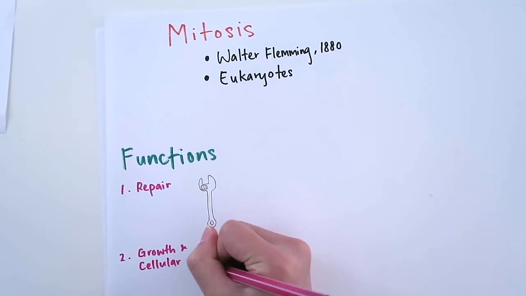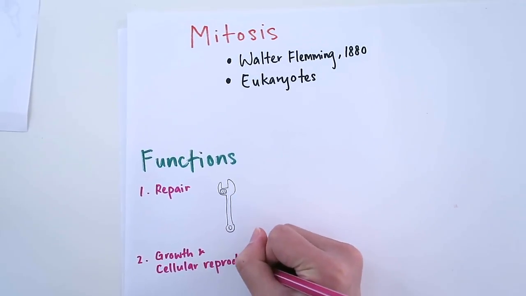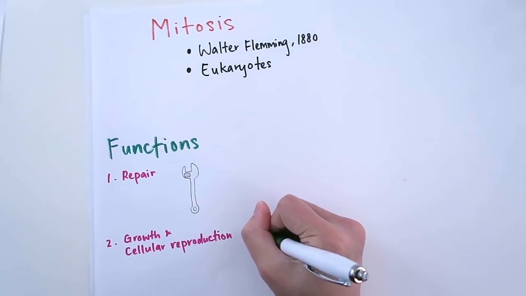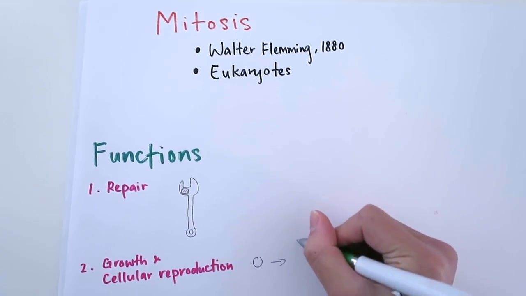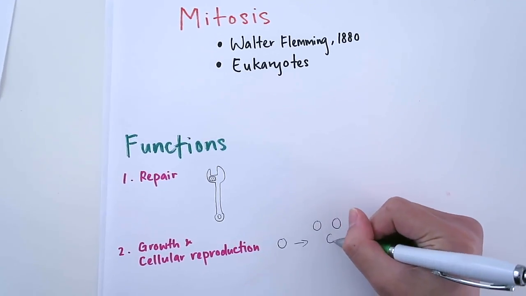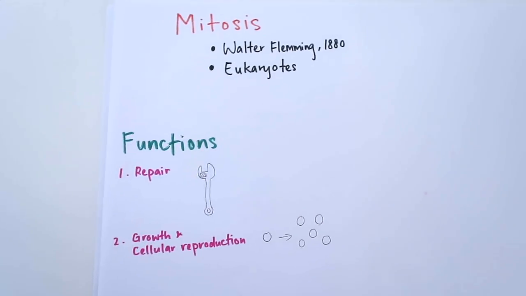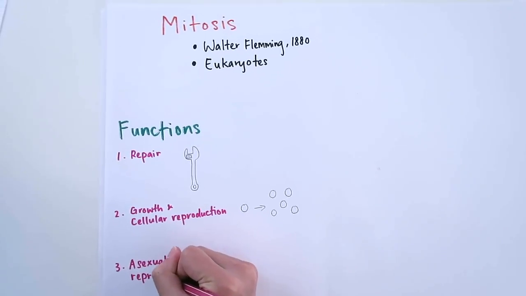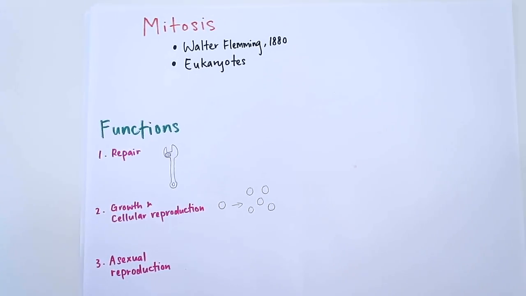The second function is general growth and cellular reproduction by increasing the number of cells in a multicellular organism, such as blood and skin cells, which are continuously renewed to replace the ones that have reached the end of their lifespan. Mitosis is essential to ensure the daughter cells have the same exact function as their parent cell.